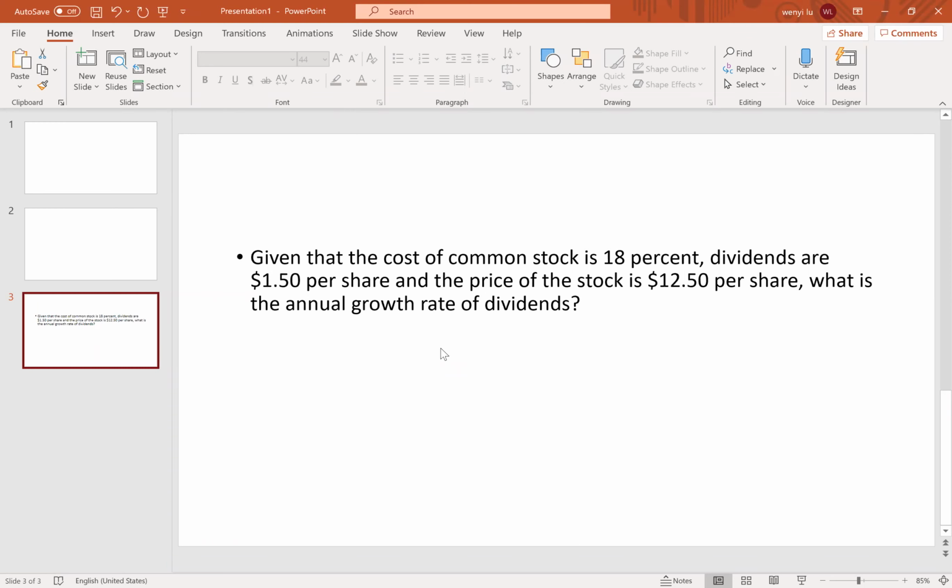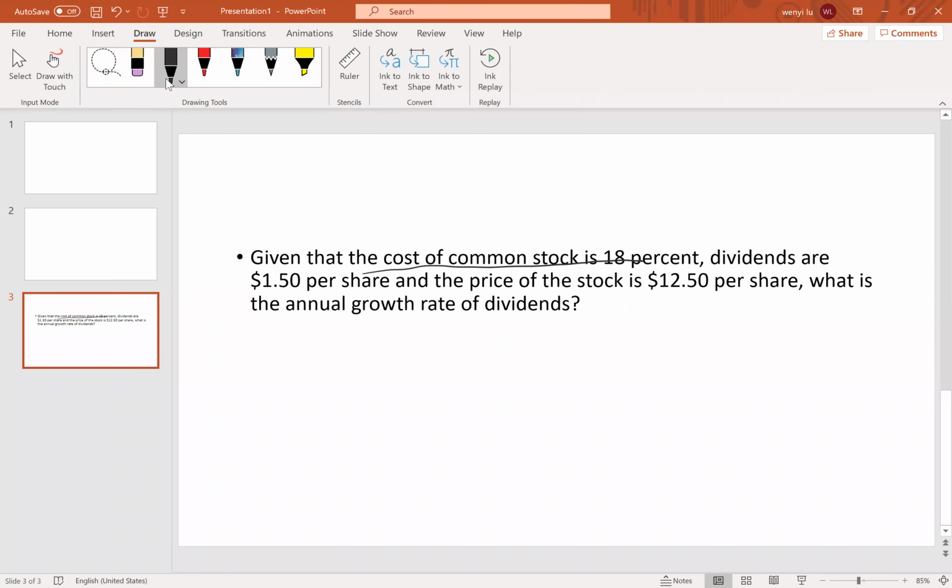Given the cost of the common stock is 18%, the dividend is $1.5 per share, and the price of the stock is $12.5 per share, what is the annual growth rate of dividends? This is actually a question from the homework. Let me show this question again. This is the second time we do the question here.